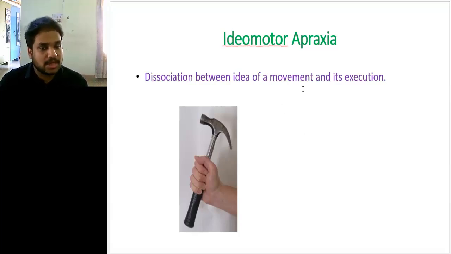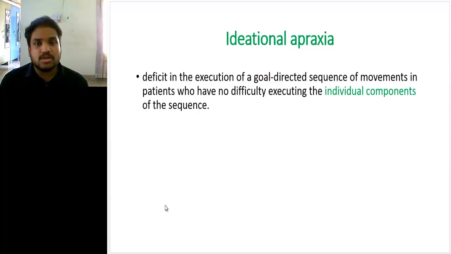Between the idea of the movement and its execution, there is a dissociation, right? And this is seen in lesions of the dominant parietal lobe, right? And it is commonly associated with aphasias, right? I've told you, we were discussing the dominant parietal lobe. Apraxia is a feature, right? So ideomotor apraxia mainly comes in lesions of the dominant hemisphere, and it is commonly associated with aphasia also, right? The second one is ideational apraxia, right?